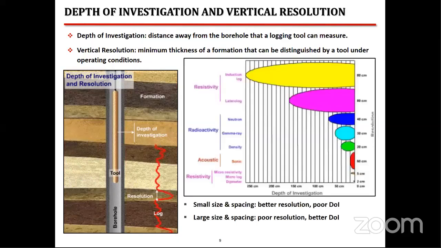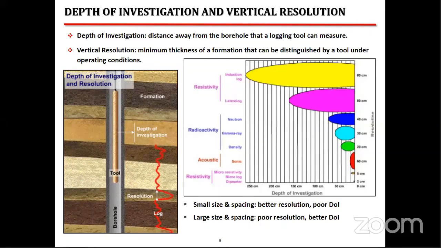Now, when the size and spacing between the source and the receiver sensors is small, such as in a micro-resistivity log, the result is better resolution, which is 2 to 5 centimeters, but poor depth of investigation, which is less than 20 centimeters away from the wellbore.